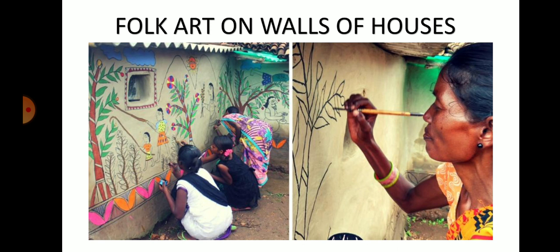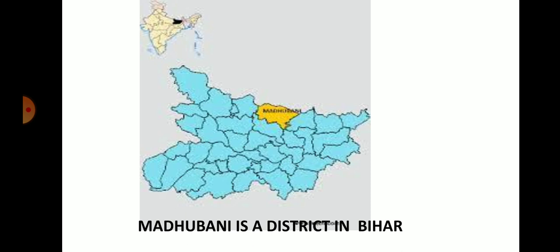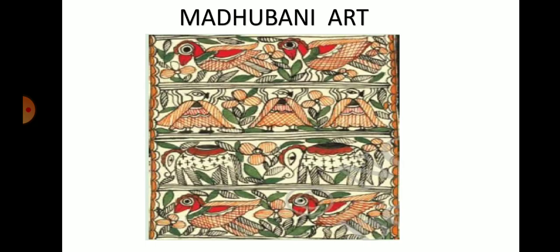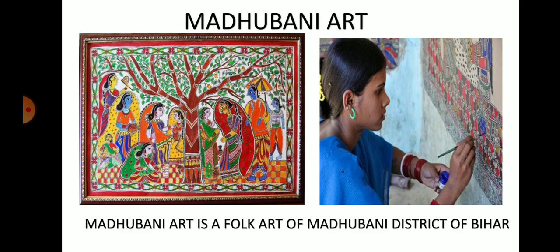Children, do you know that painting on the walls of houses is a folk art of India? Look here, the map of state Bihar. Here, the yellow marked place is a district of Bihar named Madhubani. Look here, the picture of Madhubani art. Madhubani art is a folk art of Madhubani district of Bihar.